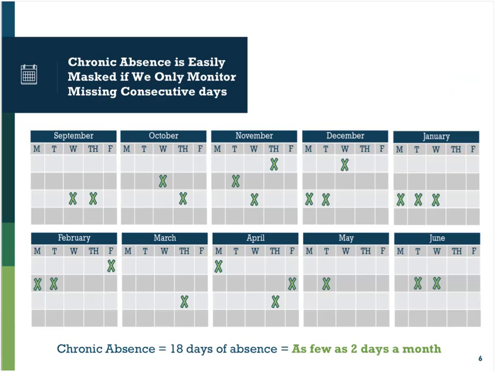Chronic absence can be really easy to miss if we're only looking at consecutive days of absence. If you think about it, 10% of a school year is about 18 days of absence, which is a lot, but then when you break it down across a school year, that's just 2 days a month. A lot of times, parents and even teachers may not even notice if a student misses 2 days of class every month, but when it happens month after month, it becomes a problem.